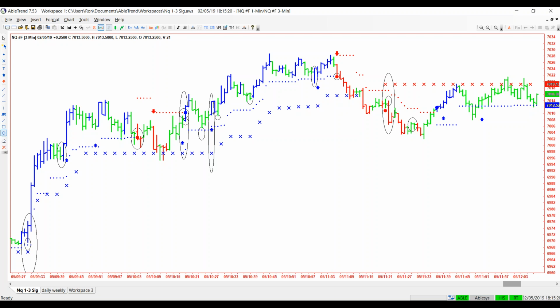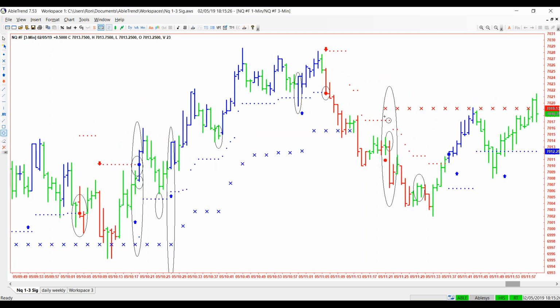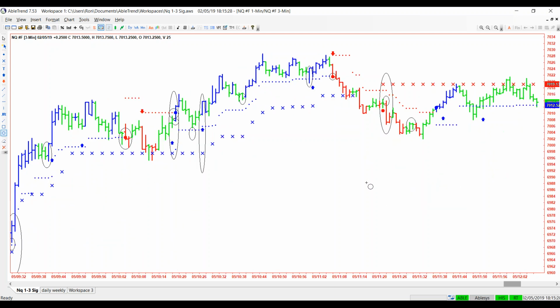So we want 3 things to come into play. Blue bar, blue dot, blue X. Here's red bar, red dot, red X. It's the first time they come together. And you have to wait for the close of that first red bar, because once it closes, it's final. It'll never change again. You're welcome, Michael.